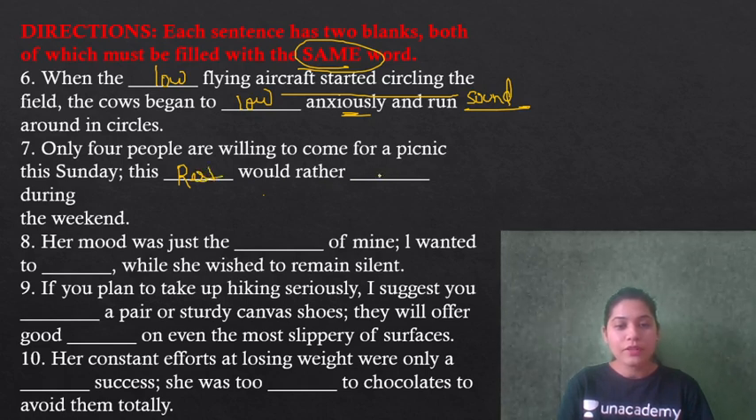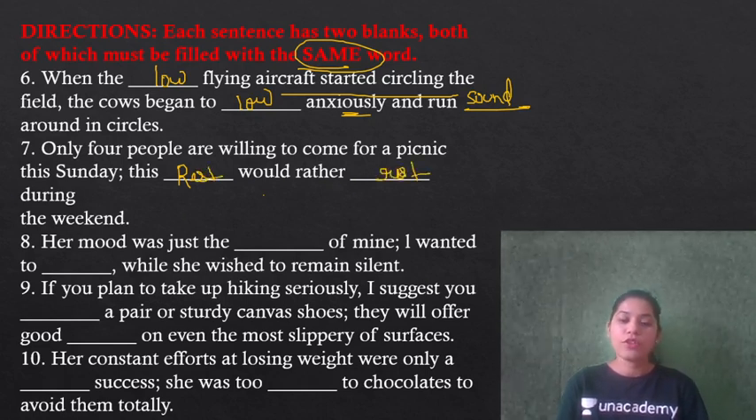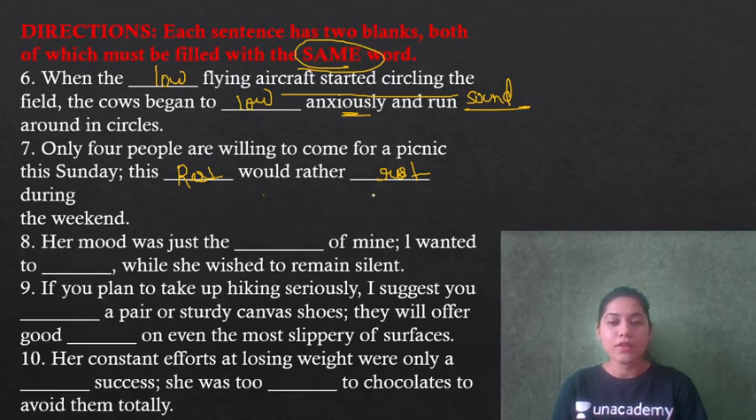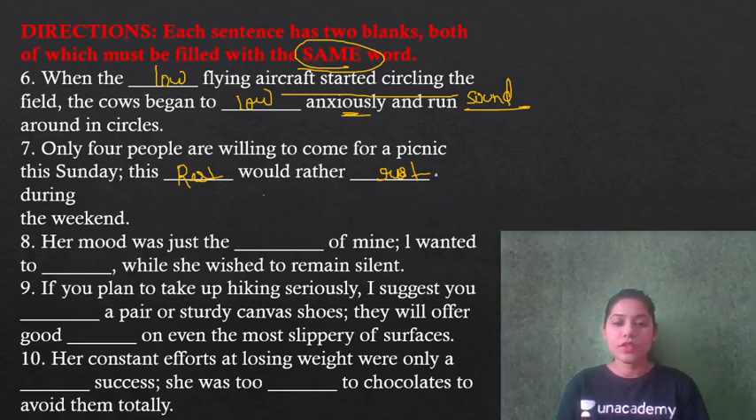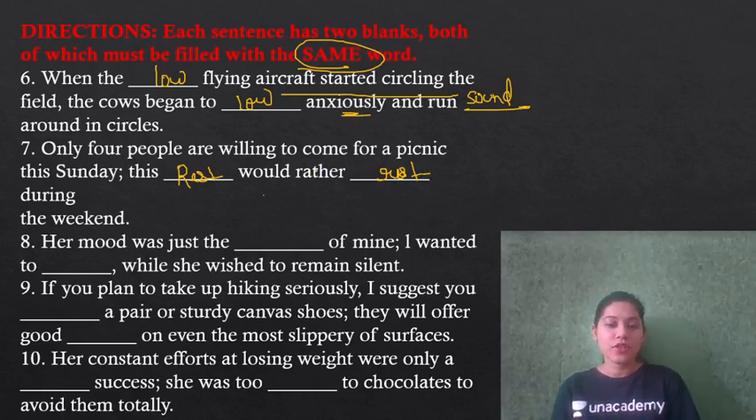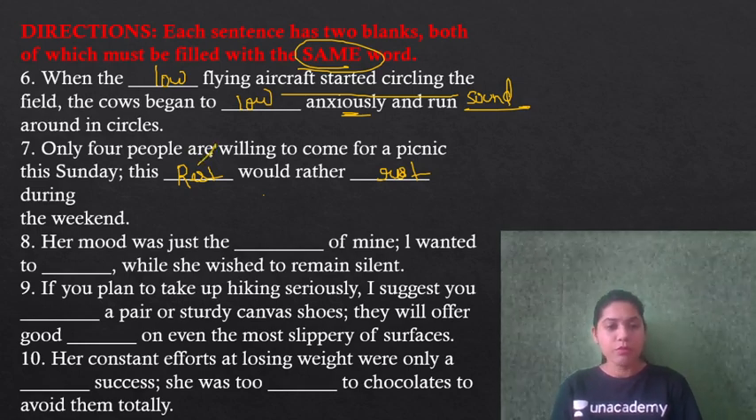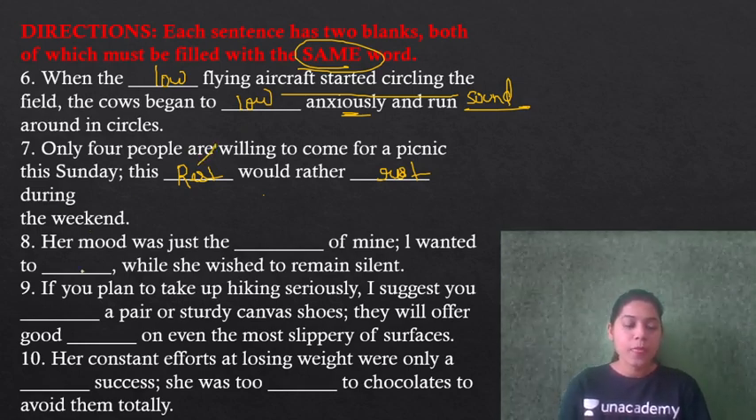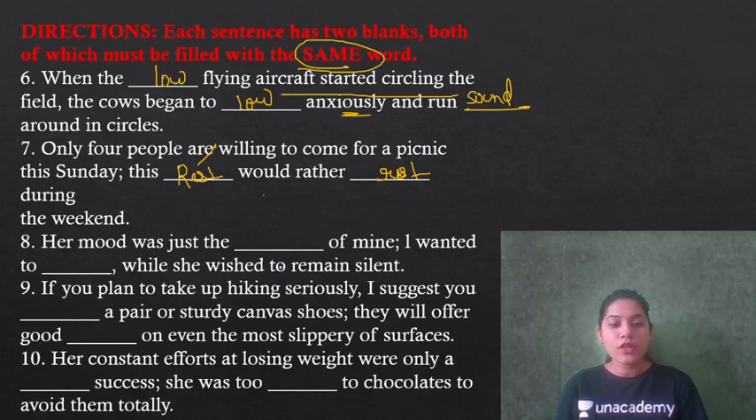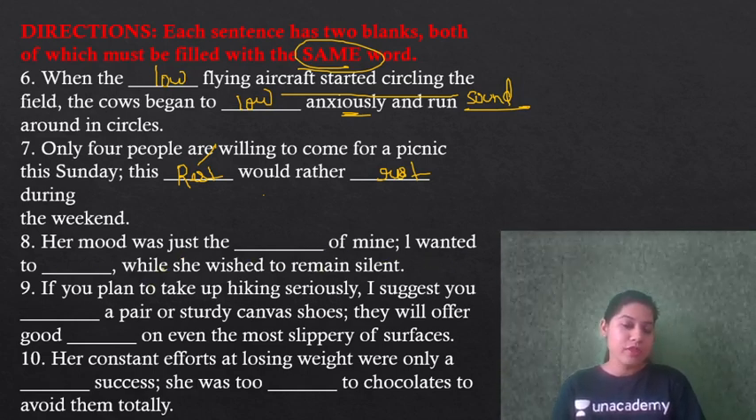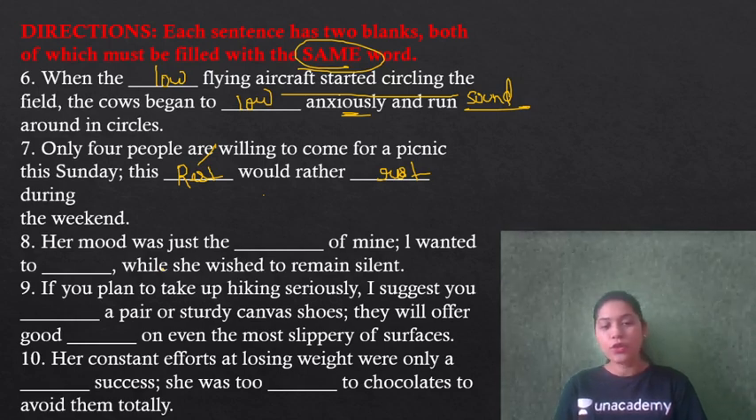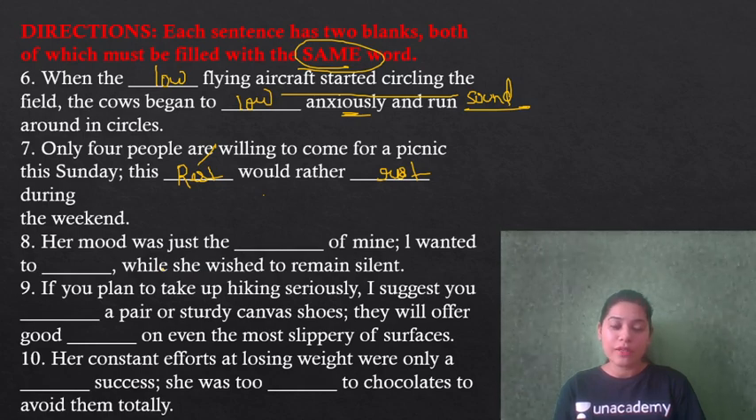So the rest would rather rest during the weekend, right? So बाकी के आराम करेंगे, right? So this rest is like taking rest, relaxing, chilling. The rest means people who are not going. Now: her mood was just the dash of mine. I wanted to dash while she wished to remain silent. Now read the sentence on your own and think what is that one word which can fit both the blanks.